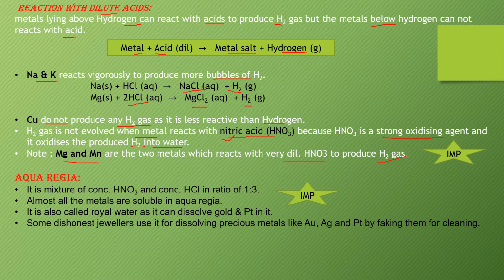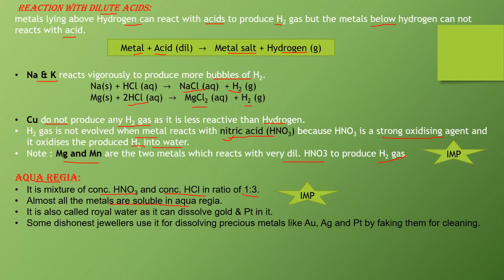Now the next is aqua regia. First of all, what is aqua regia? It is a mixture of concentrated nitric acid and concentrated hydrochloric acid in the ratio of 1:3. 1 part HNO3 and 3 parts HCl. Now almost all the metals are soluble in aqua regia, so it is an excellent solvent.